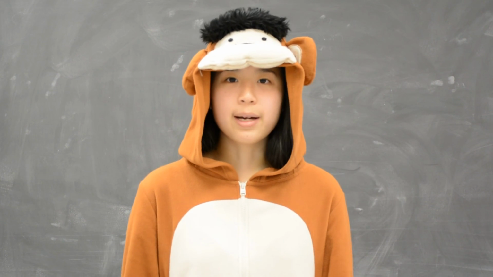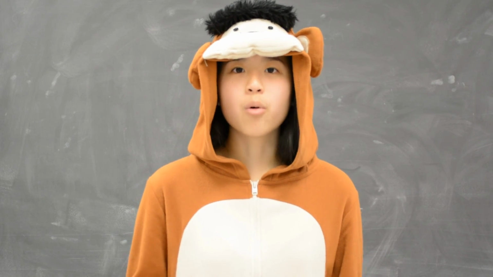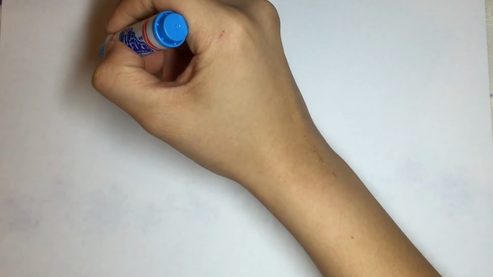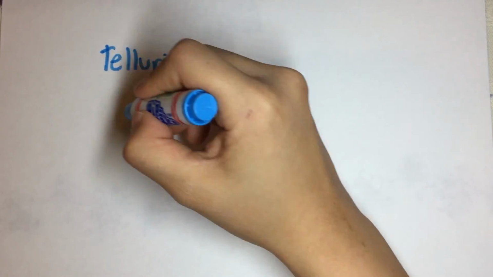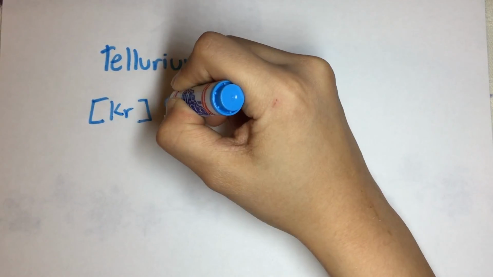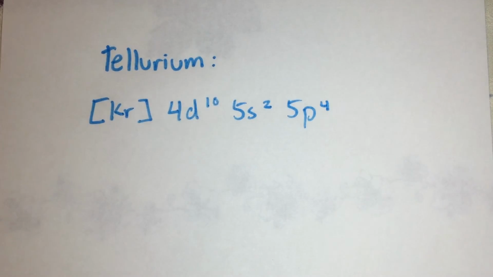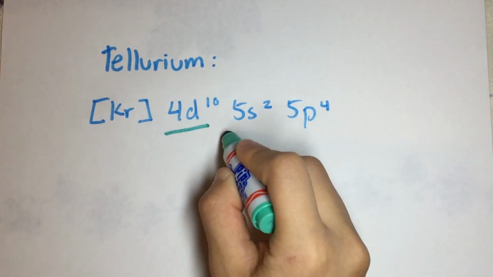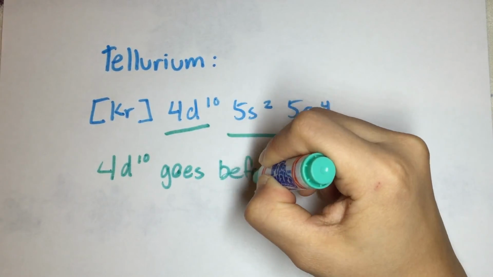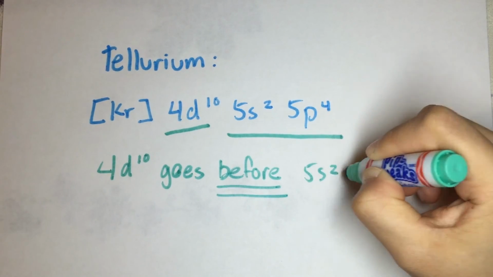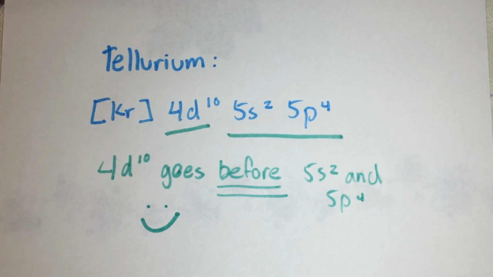As you may have noticed by now, when you write electron configuration, you always write it in the order of increasing energy. For example, 4d will always be written before 5s. So even though electrons in the tellurium atom are first added to the 5s orbital, the 4d orbital is still written first. This is because when electrons get added to the 4d orbital, it shifts down below the 5s orbital, making it of lower energy.